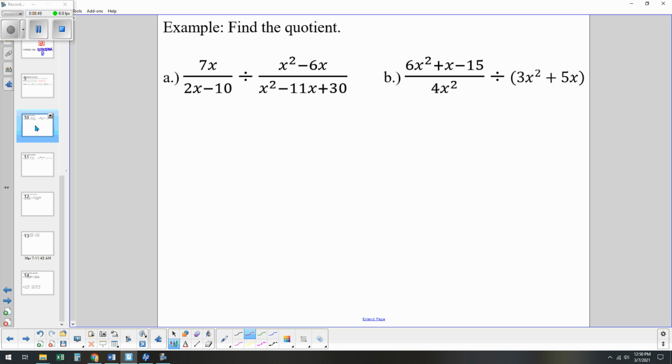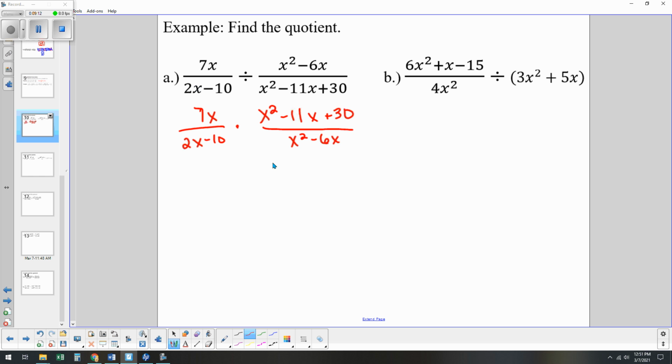So let's find each of these quotients. So this I'm going to keep the same. I have 7x over 2x minus 10. I'm going to turn it into multiplication, and now I'm going to flip this over: x squared minus 11x plus 30 over x squared minus 6x. Now it's a multiplication problem.